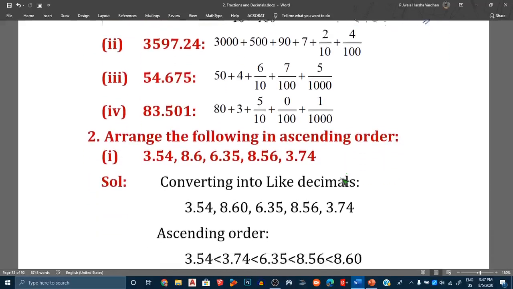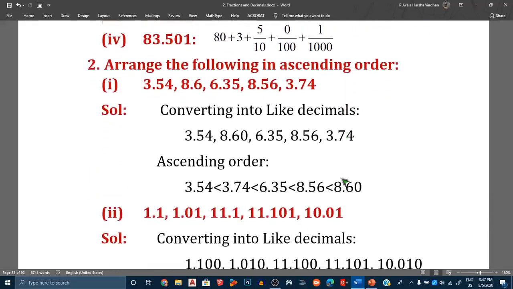So next, arrange the following in ascending order. So to compare, ascending order means it is nothing but the comparison. To compare, first you have to write the given unlike decimals into like decimals by annexing an appropriate number of zeros to the rightmost. So here observe, all the numbers have two decimal places, only this one has one digit, so you can annex 1 zero here.